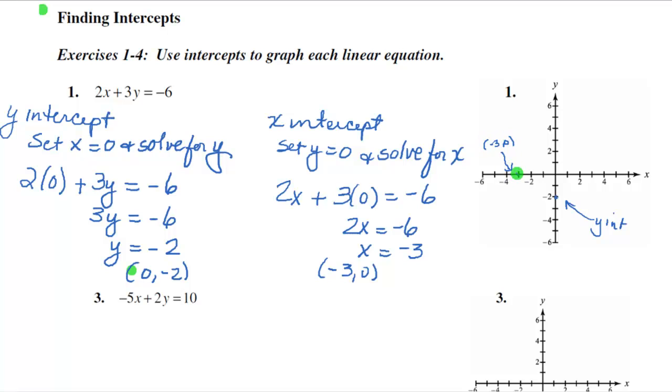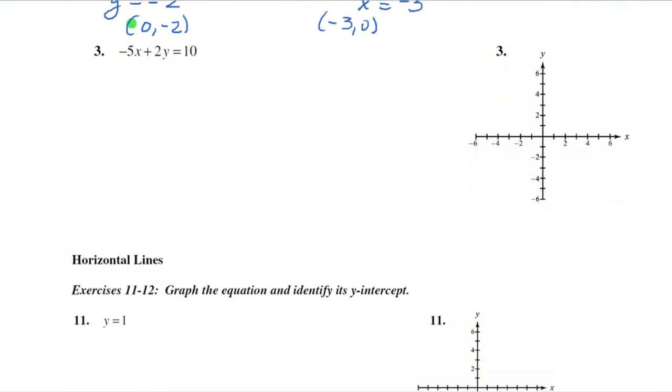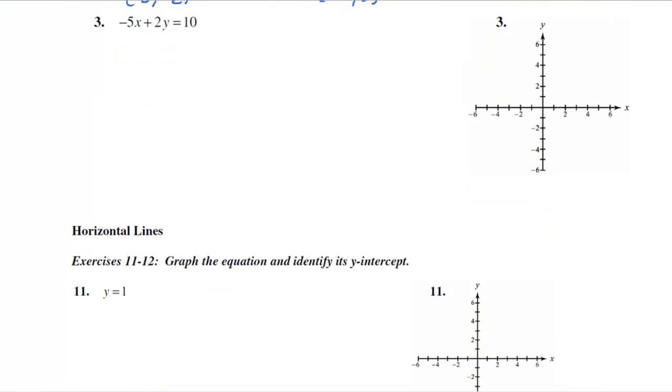And so we're going to use those 2 points that we just found and graphed on the plane, connect those 2 dots, and that gives us the line 2x plus 3y equals negative 6.